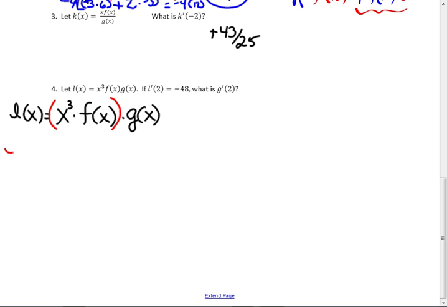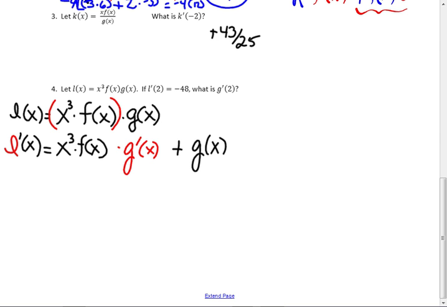So here's the plan. I always like to have a plan. L prime of x is equal to x cubed times f of x times the derivative of g. What's the derivative of g? G prime of x, right? Plus, then it's g of x times the derivative with respect to x of this thing right here, x cubed times f of x.